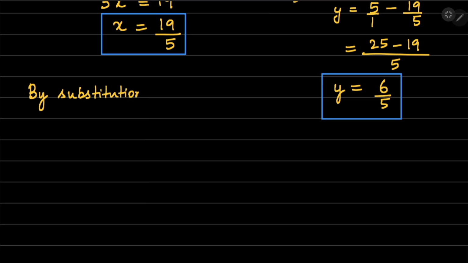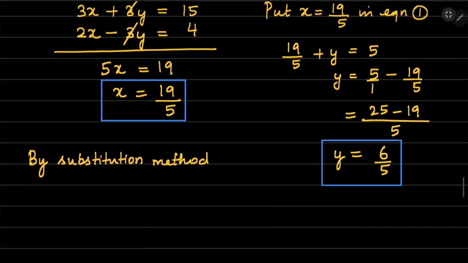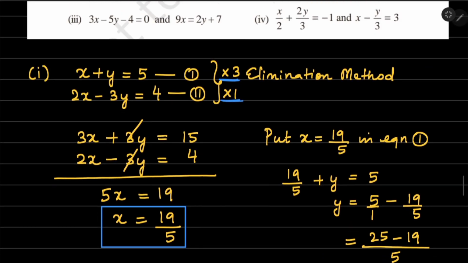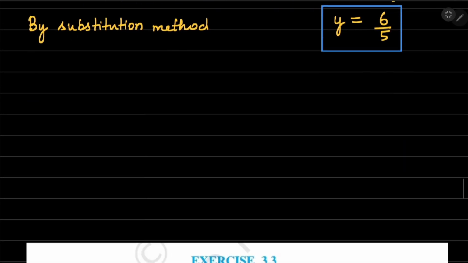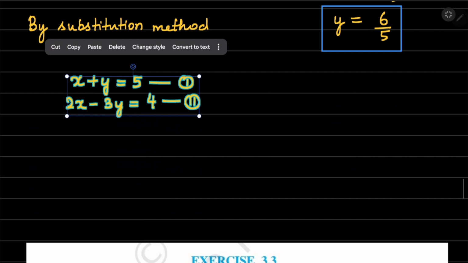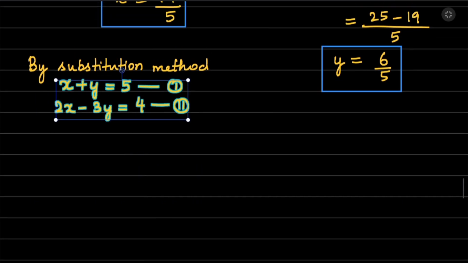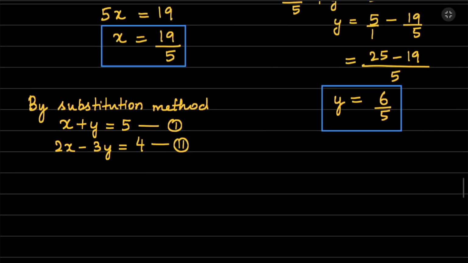By the substitution method, let me write the two equations again. I'll copy the first and the second equations. Okay, so these are the first two equations. From equation 1, I can write what x is. x is nothing but 5 minus y. Let this be equation 3.